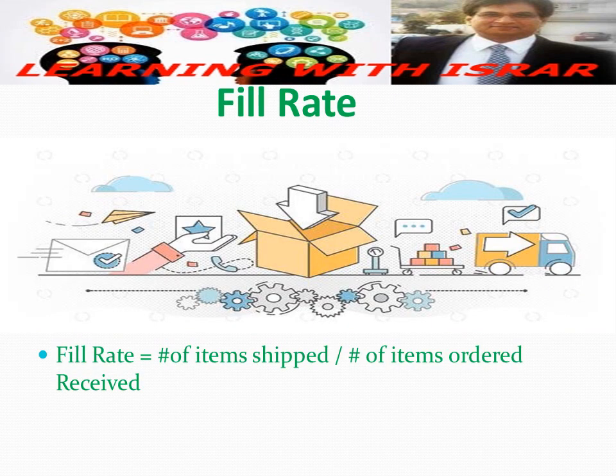Finally, the fill rate. The order fill rate is the percentage of orders that are successfully filled. For example, if your customer orders 100 items and 20 of them are out of stock, your fill rate will be 80%. It means out of 100 you just shipped 80 items. This metric gives you insight into how well managed your inventory is and how effective you are at fulfilling orders. So fill rate is equal to the number of items shipped divided by the total number of items ordered. This will tell you the fill rate.